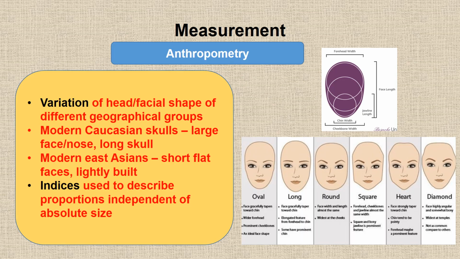Now, the head and facial shape varies among different geographical groups. For example, modern Caucasian skulls are large, with a large face and nose and long skull, as compared to modern East Asians, who tend to have short flat faces and are lightly built. Now, indices can be used to describe the proportions independent of absolute size.